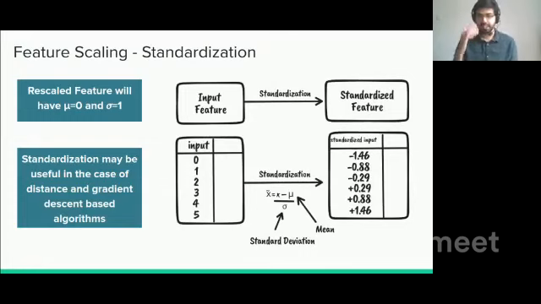So the example here is a similar one to what we saw earlier. You have an input column with 0, 1, 2, 3, 4, 5 as your inputs, and then you perform standardization, and your standardized input is a different value. If you see this closely, it is not restricted between, say, 0 and 1 or a minimum and a maximum value, but it is shifted. The distribution that was originally seen is now shifted to have a mean of 0 and a standard deviation of 1. And the formula is x bar is equal to x minus mu divided by your standard deviation, right?